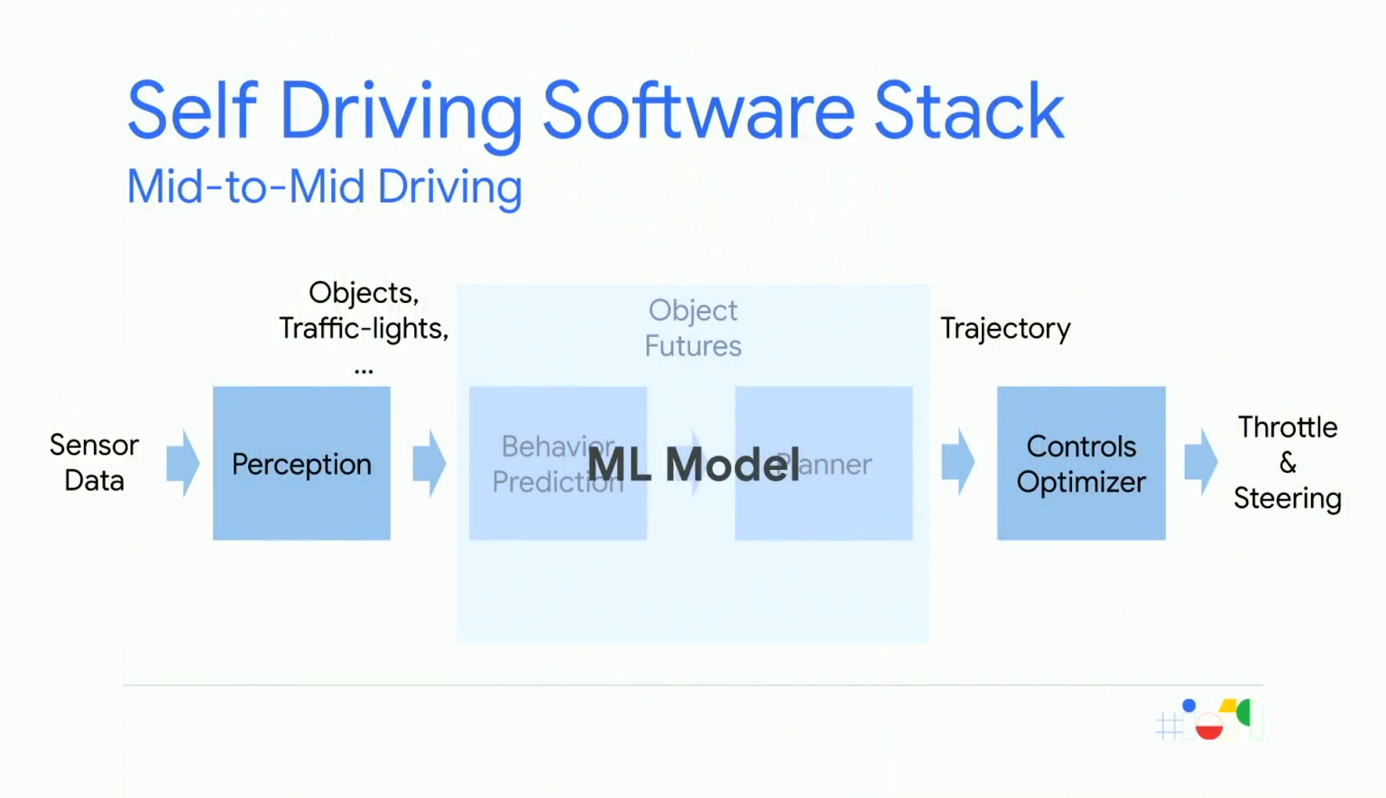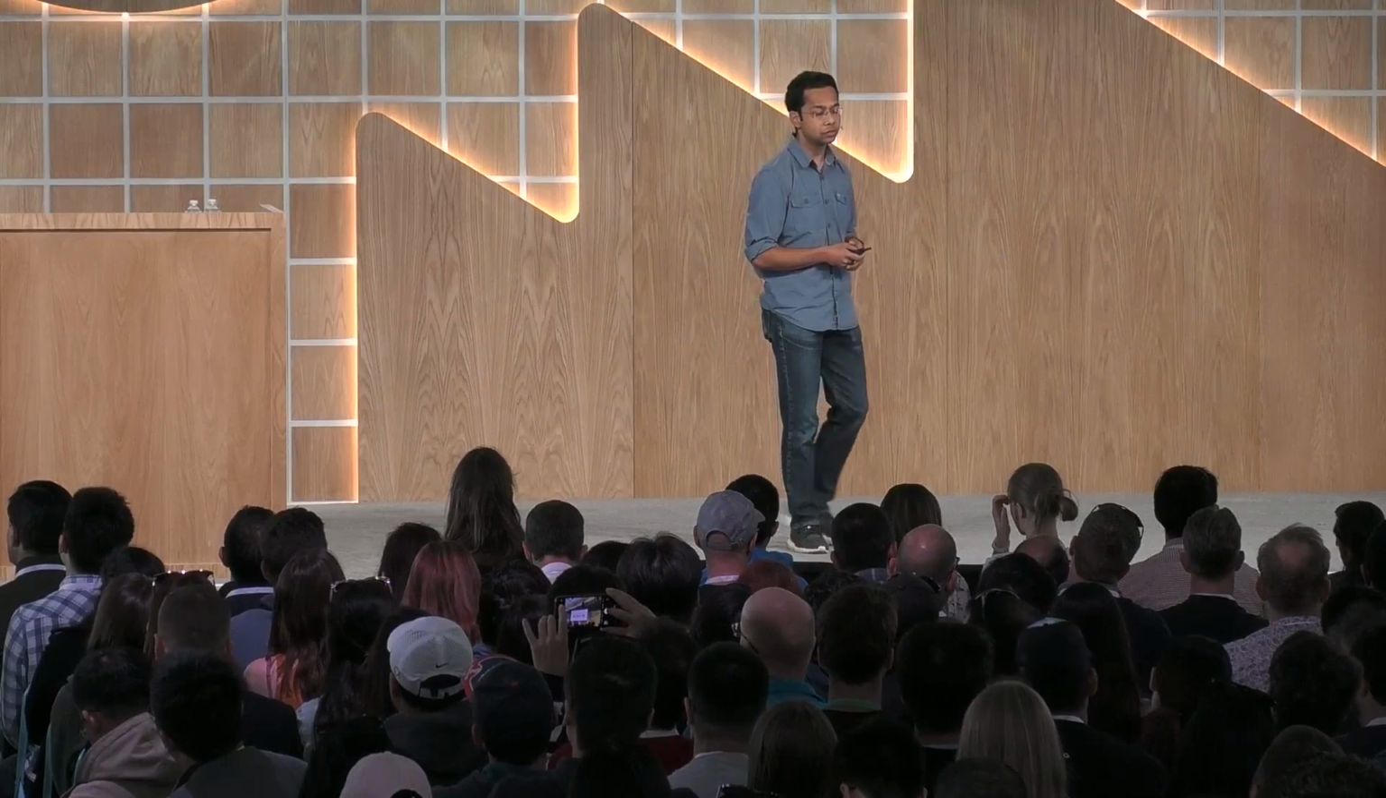You can also do mid-to-mid driving. In this case, you produce a high-level trajectory instead of directly outputting throttle and steering commands. And instead of starting from sensor data, you start from a higher-level representation that was generated by the perception module. This is precisely the representation we'll use for ChauffeurNet.